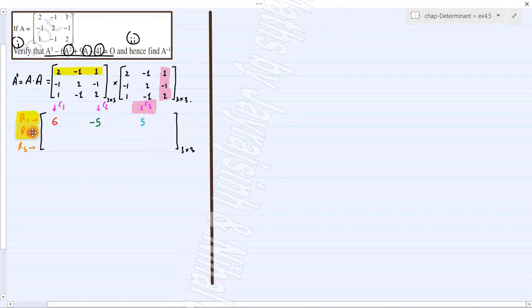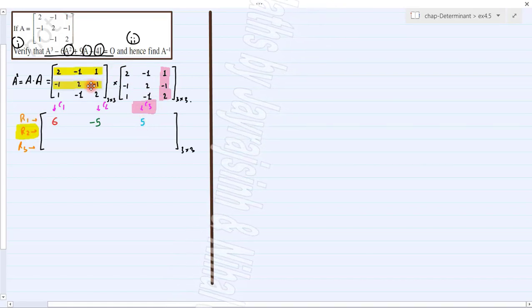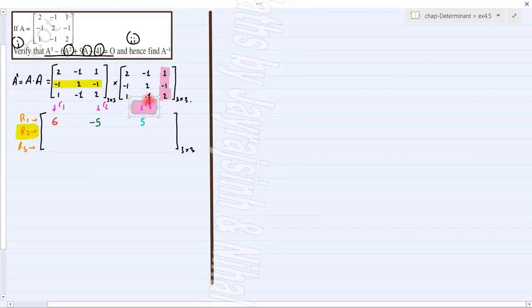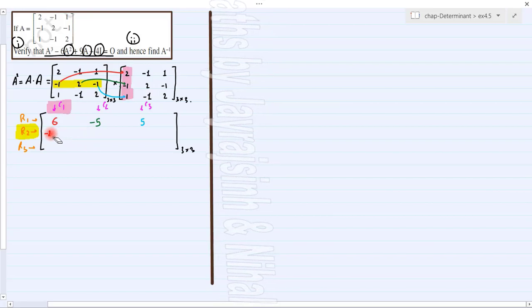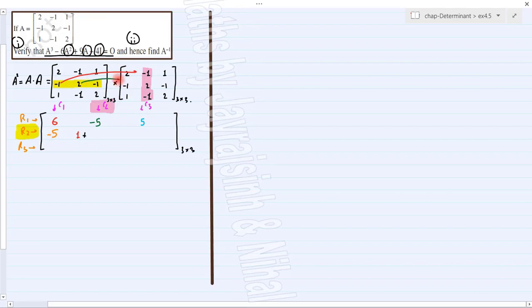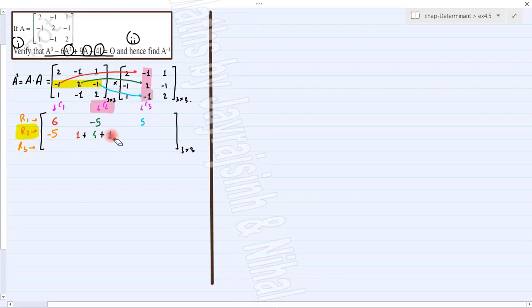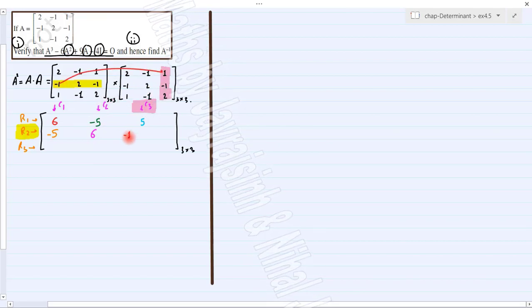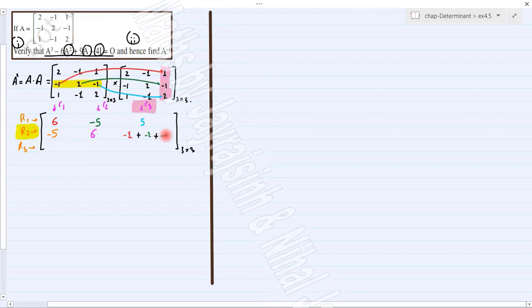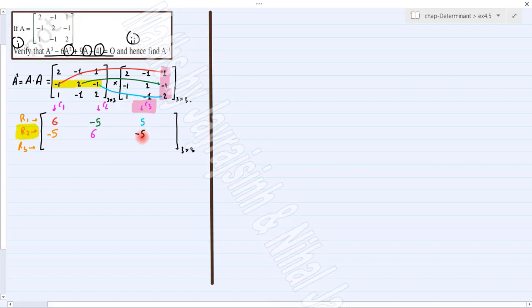Now let's try to get elements of the second row. The first element is in first column, which will give us minus 5. The next element is in second column, so we'll get 6. Then the last element of second row will be minus 5.